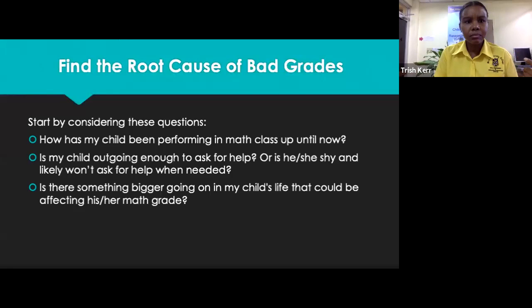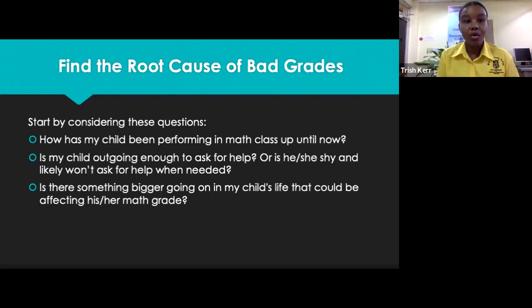So once you ask yourselves these questions, how has my child been performing in math class up until now? If a child has been doing well from grade 1 to 6, but now they're in grade 7 and not understanding, you know, there is a gap in the skills. So we need to go back and figure out what it is. You might want to ask the teacher to help you to figure that out.